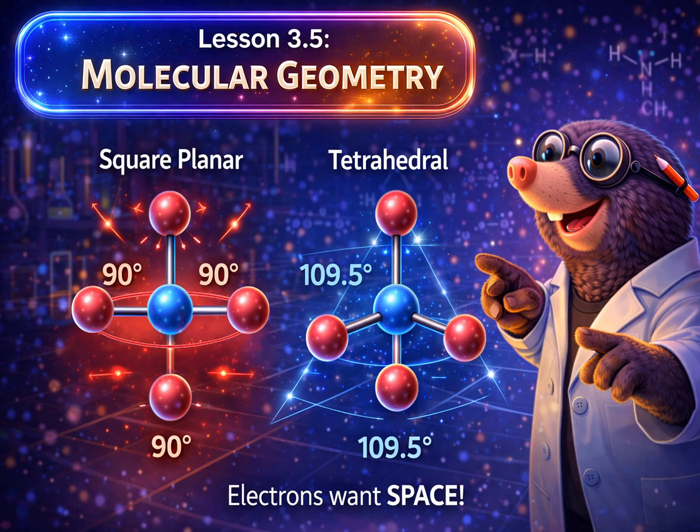In this lesson, we're moving beyond drawing Lewis structures and into understanding the three-dimensional shape of molecules. Just because we draw a molecule flat on paper doesn't mean it's actually flat in real life. Molecules naturally adopt shapes that minimize the electron-electron repulsion and therefore lower their overall energy. By the end of this lesson, you'll be able to predict these shapes using VSEPR theory and AXₙEₘ notation.